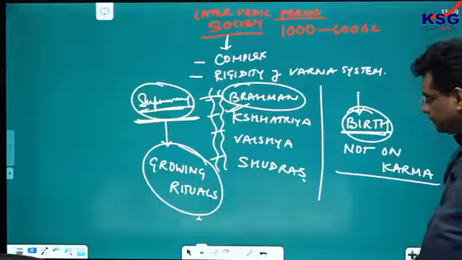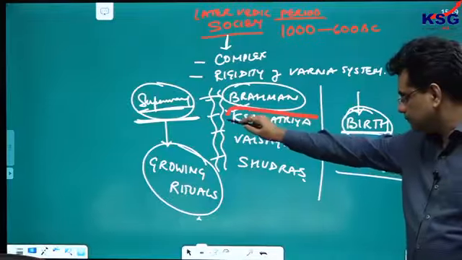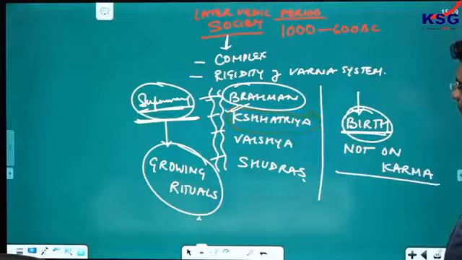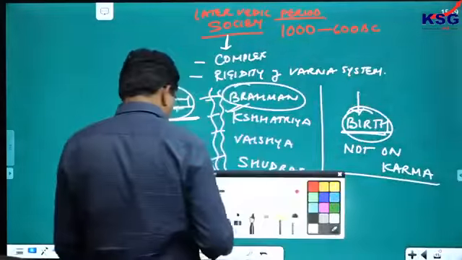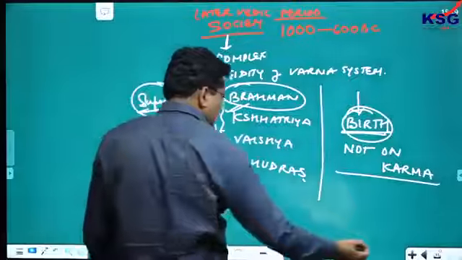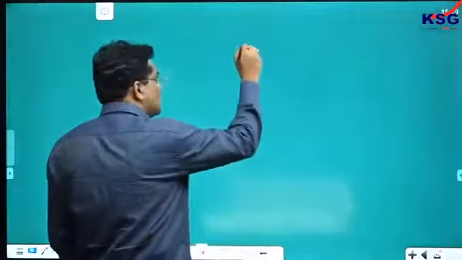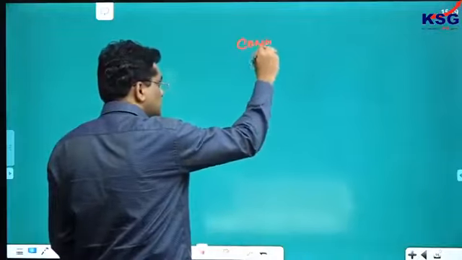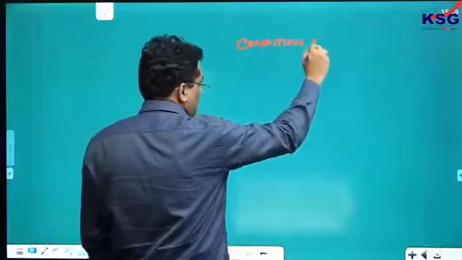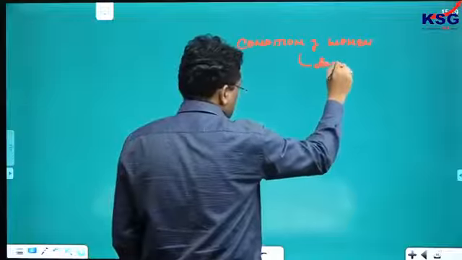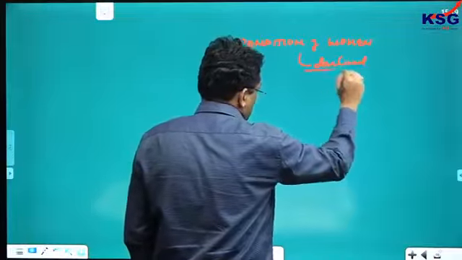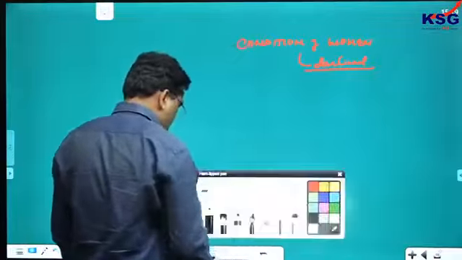But the Kshatriya was the ruling class. In social life, the condition of women had declined.